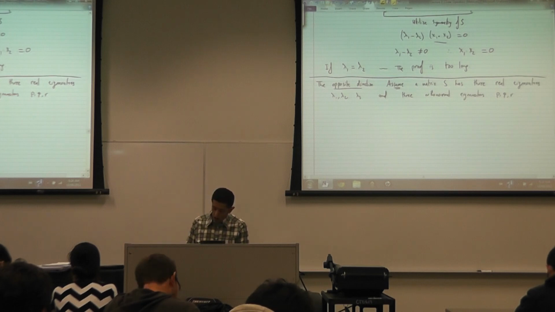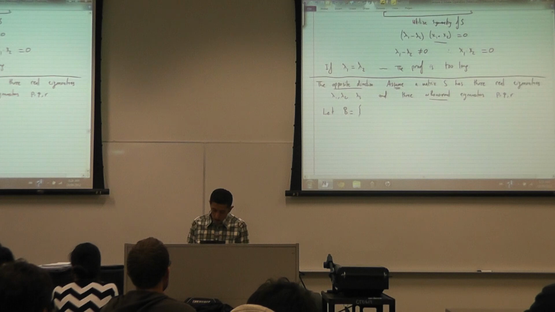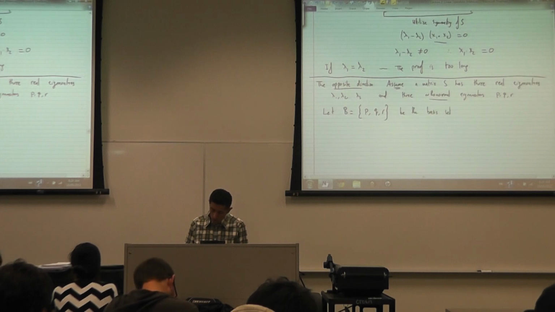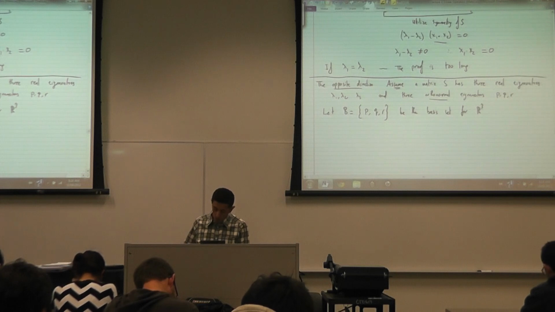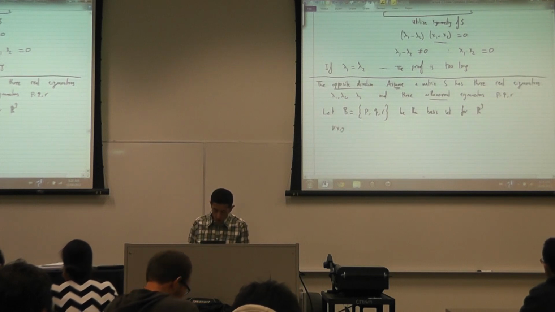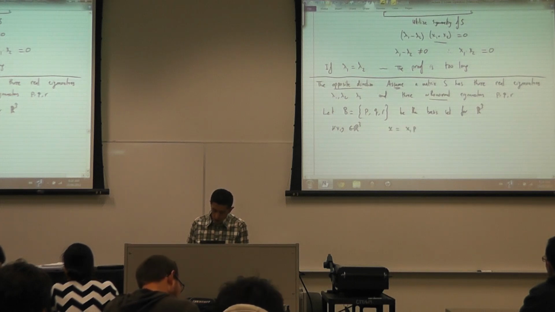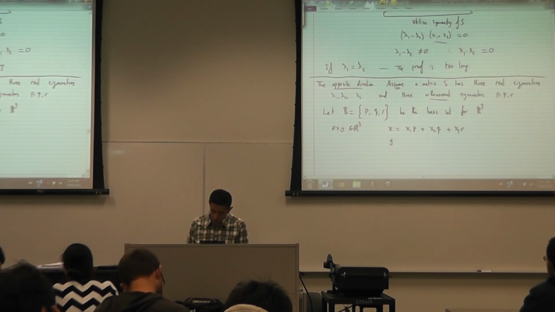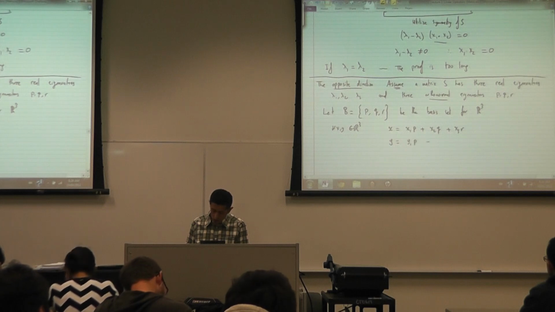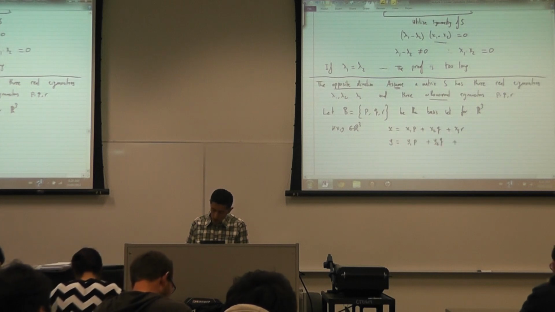Since P, Q, and R are orthonormal, use the basis set made out of P, Q, and R. Which means any two vectors in R3, x is equal to x1 p plus x2 q plus x3 r, and y is equal to y1 p plus y2 q plus y3 r.